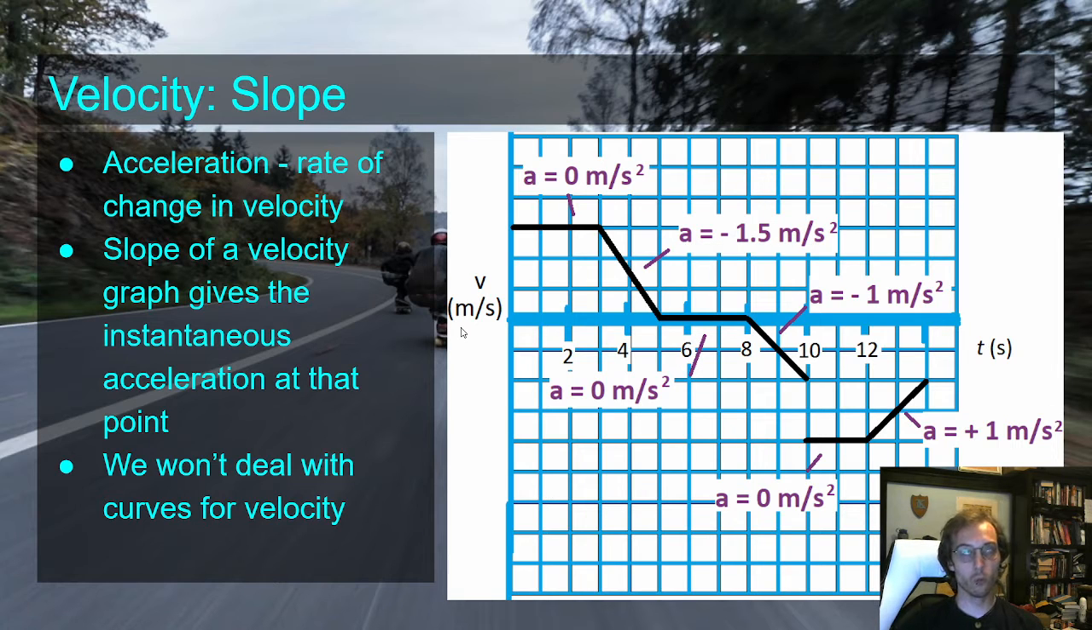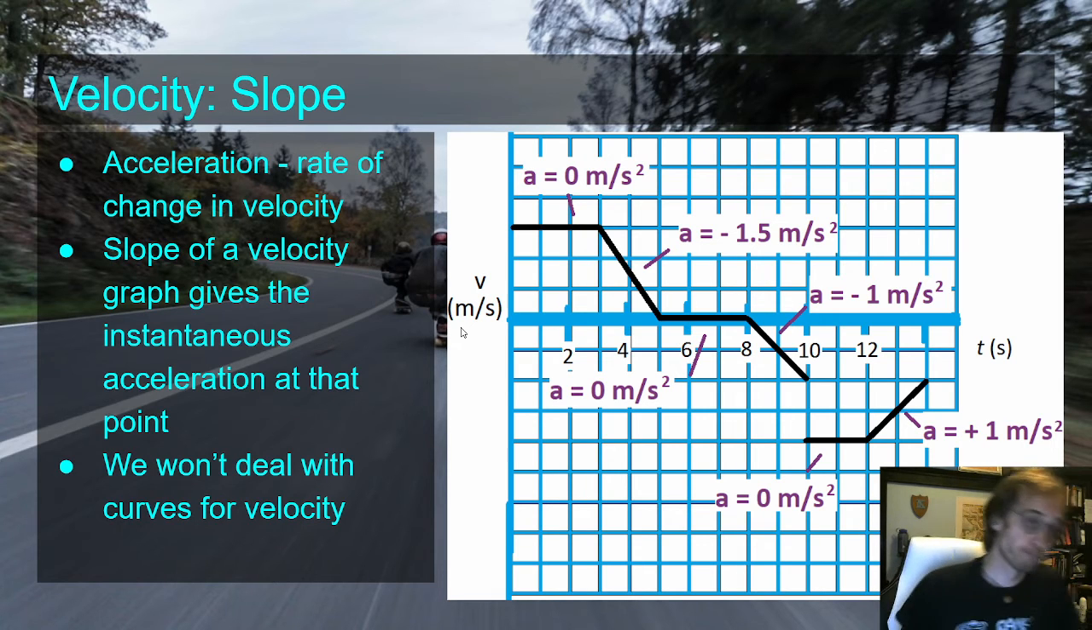So what about slope then? Well, acceleration is definitionally the rate of change in velocity, right? So if you have a velocity graph and you find the slope of that velocity graph, that'll give you the instantaneous acceleration at that point. We're not going to deal with curvy lines in velocity graphs because we only really deal with constant acceleration in AP1. APC is where they have to do that.